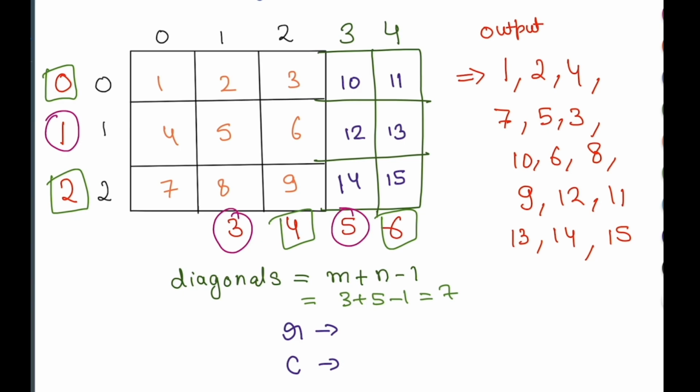Now once you identify whether you have to go up or go down, you have to identify the number of rows and number of columns and what different indexes we have to traverse through, right?